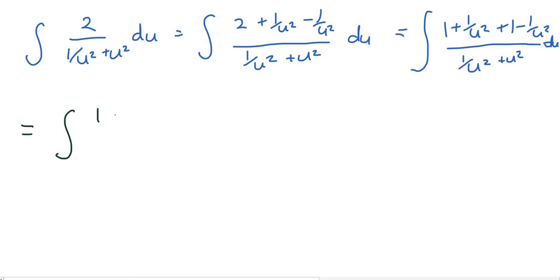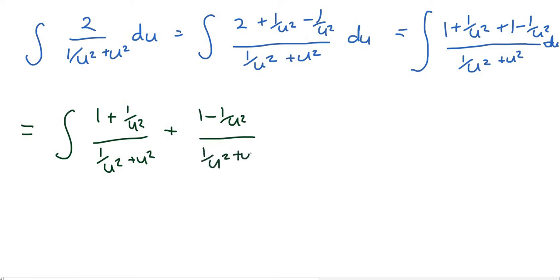We get one integral that looks like this: 1 plus 1 over u squared over 1 over u squared plus u squared. And then our second term is 1 minus 1 over u squared over 1 over u squared plus u squared du. Good, so we've separated them into two fractions. We will shortly separate them into two integrals. So what can we do now?